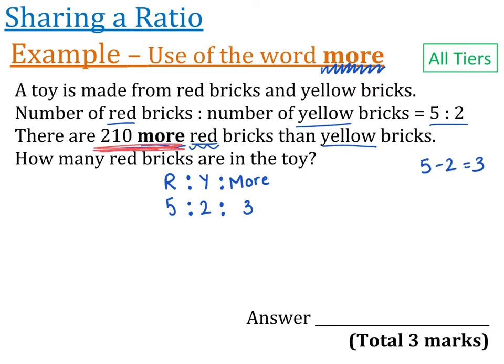So I'm going to put 210 under the word more, and then I'm going to do everything the same as the last lesson. I ask myself, how do I get from 3 to 210? And the answer would be times by 70. So I can times everything by 70. 5 times 70 is 350. And 2 times by 70 is 140. Now, if I want to do a quick check, I could subtract these two numbers, and I still get 210. The question just said how many red bricks are in the toy, so the answer would be 350.